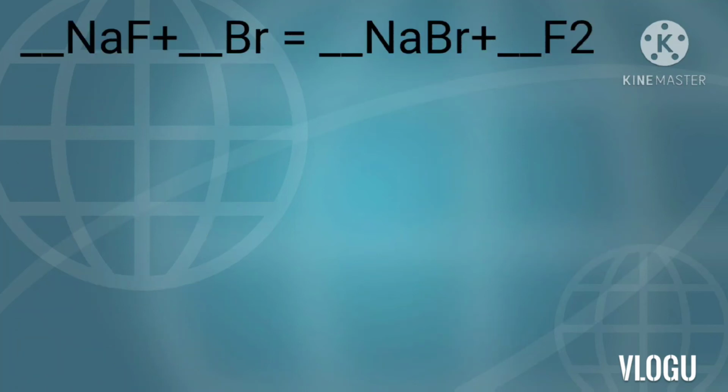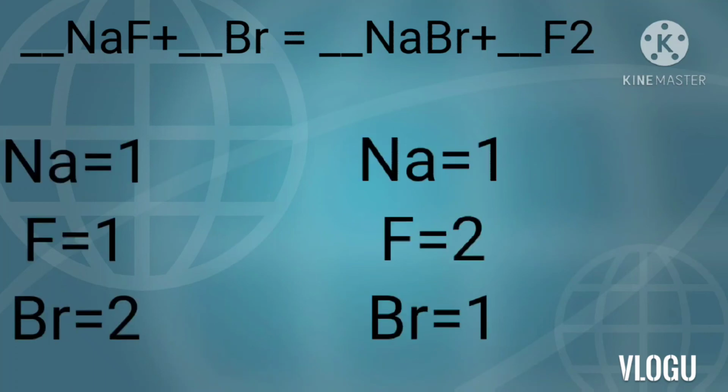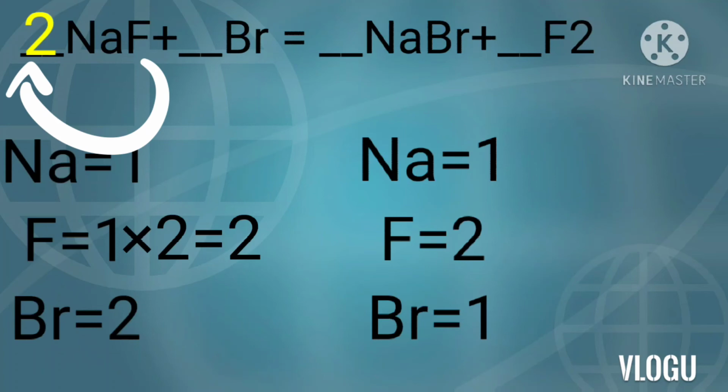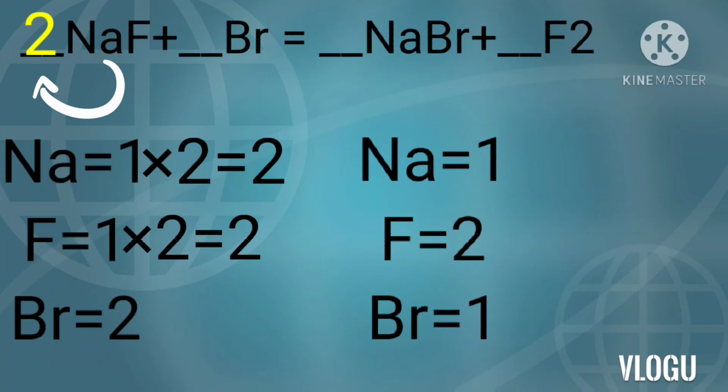Now let's proceed to our 10th example: sodium fluoride plus bromide equals sodium bromide plus fluoride. Here sodium has the same 1, fluorine has 1 and 2, and bromine has 2 and 1. Let's start with fluorine. To make it 2, let's put 2 before the sodium fluoride and multiply fluorine 1 times 2 equals 2. Same with sodium, 1 times 2 equals 2.